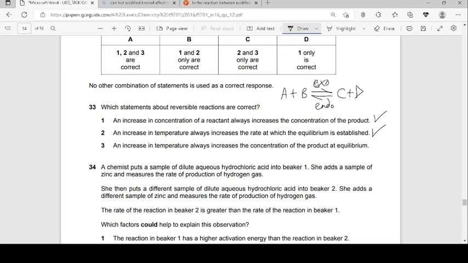But if it was the reverse, where this is endo, this is exo, then yes, the concentration of product will increase. But this is not always true. Is it that it's always increased? No, that's wrong. So my answer has to be B. Just wanted to get it correct.